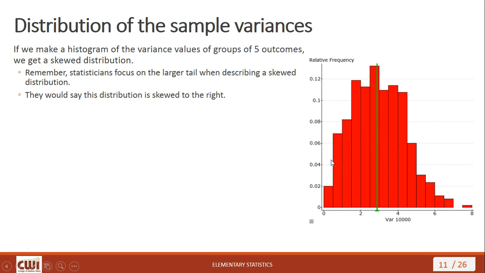So remember, statisticians, when they're talking about skewness, they look for the larger tail when describing a skewed distribution. So we would say that this distribution is skewed to the right. However, my friends in industry would look at this and say, well, the data is skewed to the left, because that's where the bulk of the data is residing, towards the left side of the graph. But that's not how the author of your textbook would describe it. He would describe it as being skewed to the right.